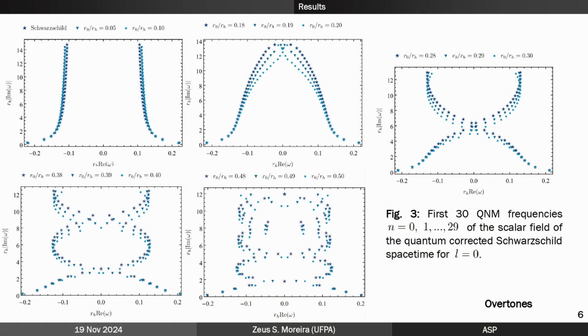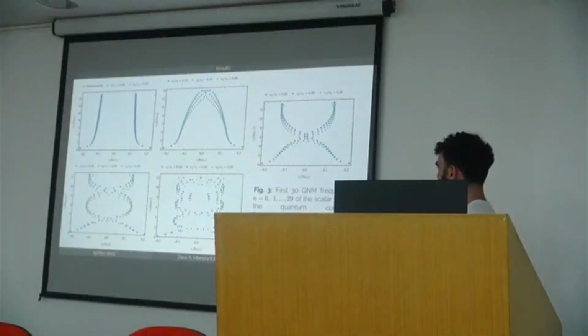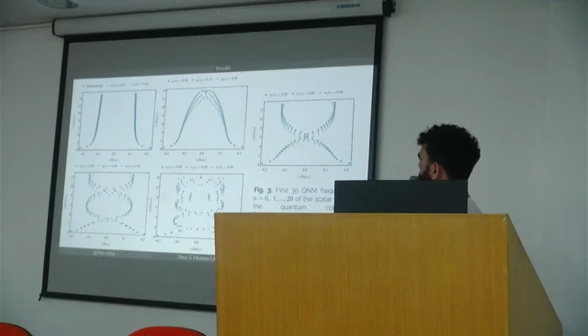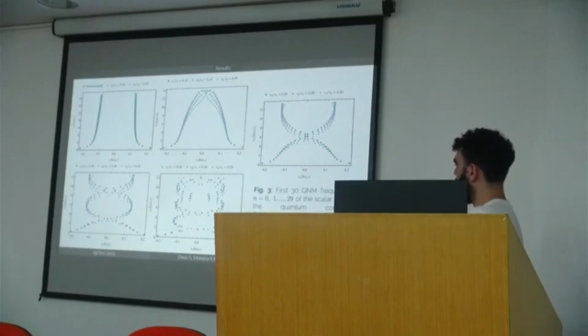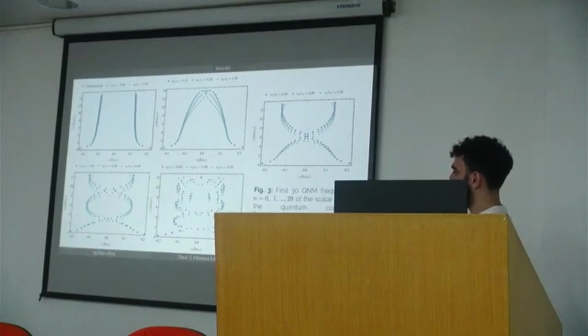We used the Leaver method to compute a bunch of overtones of this black hole. So we computed the first ones, and here are some results. I'm showing you several panels with several choices for the holonomy parameter, and we noticed this wave-like structure over the imaginary axis that the spectrum exhibits.